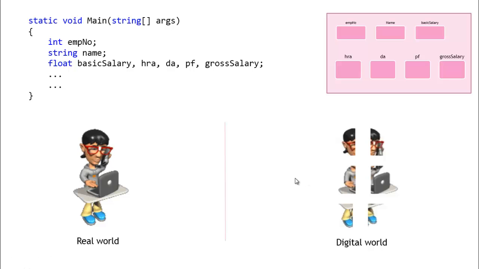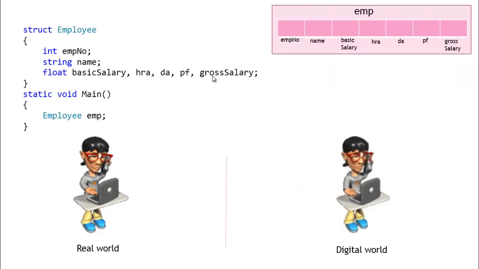To overcome this limitation of basic or built-in data types, programming evolved to something known as structures. Now structural programming languages give you one keyword, struct, to declare your own structure or to create your own data type. For example, here we are creating a struct employee with some fields like employee number, name, basic salary, HRA, DA, PF, gross salary. You can see that we have grouped different types of data in a single entity, employee.